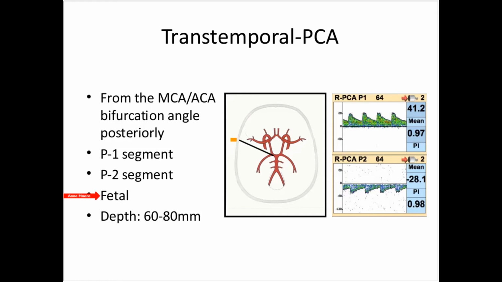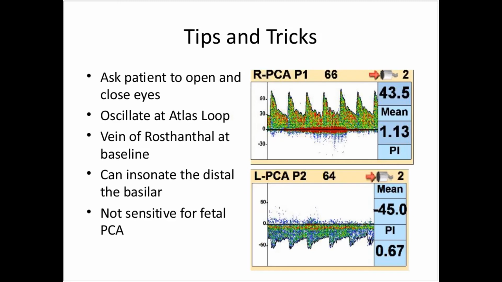If you're having some trouble insonating the P2 segment, you can see how you may need to just adjust your depth to about 60, 62. Another way to determine the PCAs is, again, to ask your patient to open and close their eyes. Once they close their eyes, you should see an immediate drop in flow velocity, and when they open, it returns to baseline. That's because the PCAs feed the visual cortex.